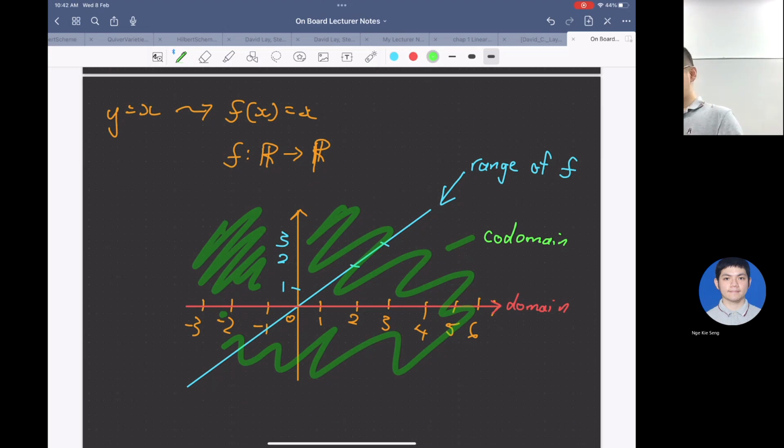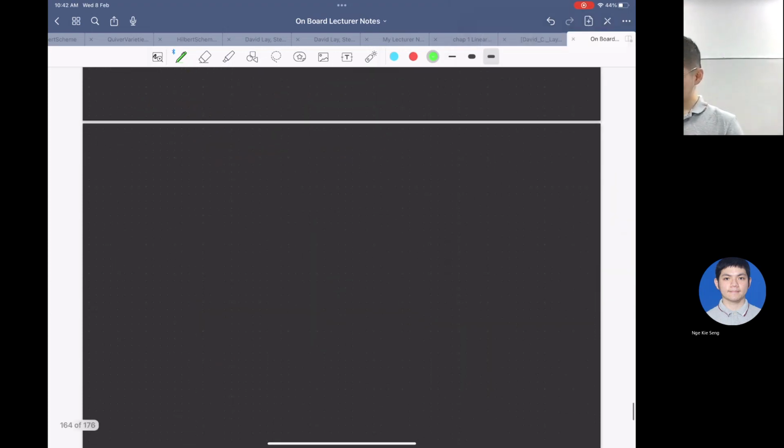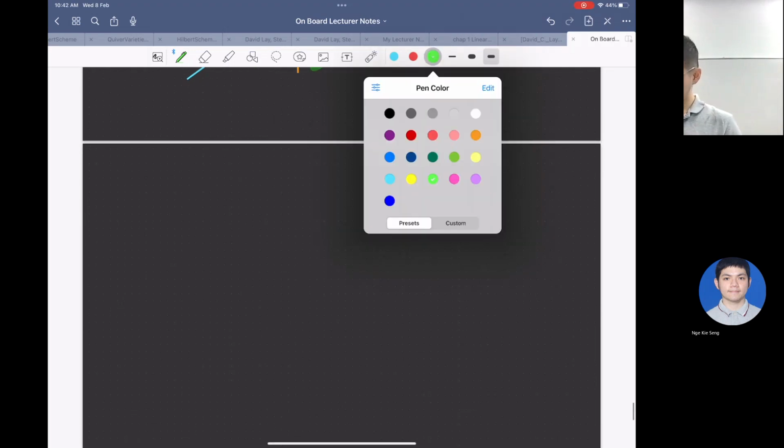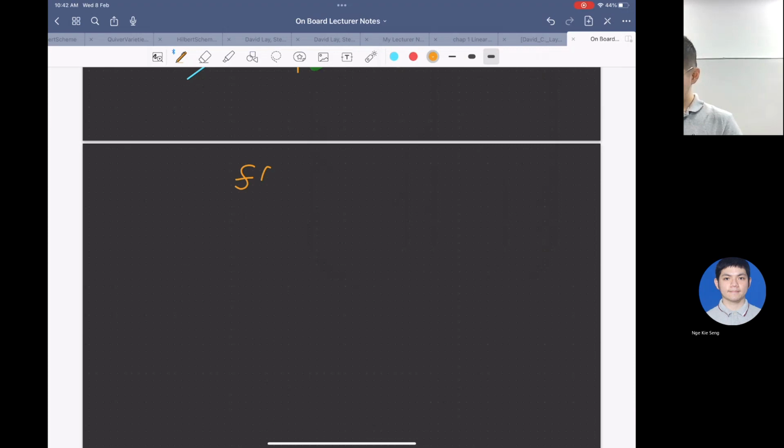Are you guys understanding this example? Yes. Okay. Because I can give you another example, and then we will contrast these two. Another transformation is this one. How does it transform the real line?